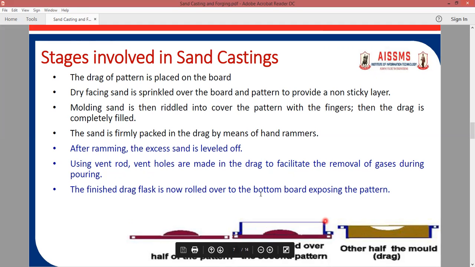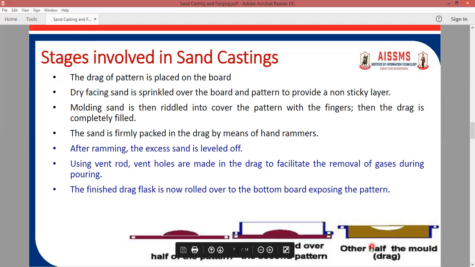Then after ramming, excessive sand is leveled off and vent holes are made in the drag to facilitate the removal of the gases during pouring. We have to produce a vent hole in order to liberate the gases during pouring. Then the finished drag flask is rolled over the bottom board exposing the pattern. So this gets reversed in direction. Then this lower box is ready. This is your drag box.